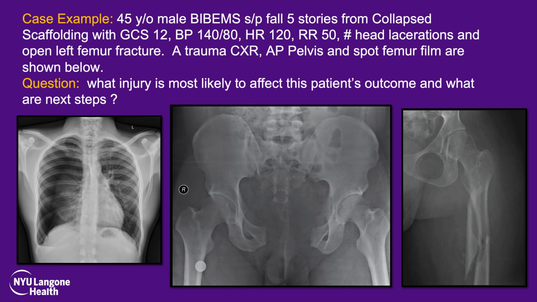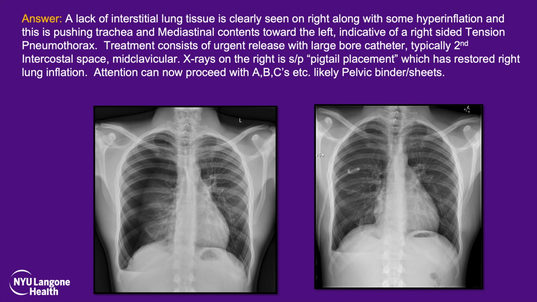I think immediately most of us are drawn to the AP pelvis. That's obviously a life-threatening injury, as can be the subtroch femur. However, the answer is the chest x-ray. He has no lung markings on his right chest. Okay, this is consistent with a tension pneumothorax. There's some mediastinal shift to his left. Film on the right is after placement of his pigtail to reinflate that lung. So that happens first before we address anything. The next step is probably going to be a sheet on the pelvis, but that's step B.